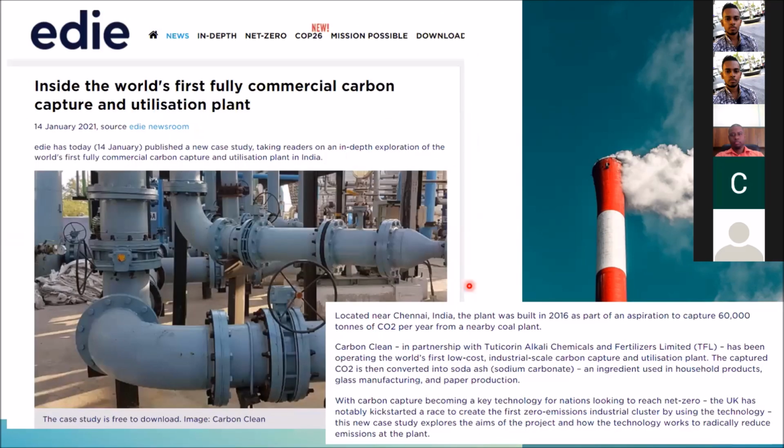The other global thing you would see is that people are trying to make good use of captured CO2. A lot of things are coming up with clean carbon and carbon utilization. For example, they are capturing carbon dioxide using different methods and converting it to soda ash. This soda ash can be used as an ingredient for a number of household products, glass manufacturing, and paper production, and there are a number of other things it can do.